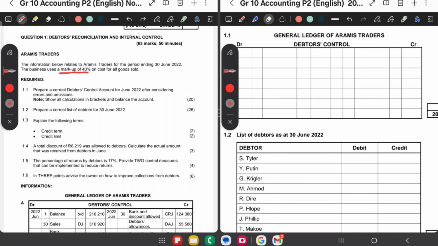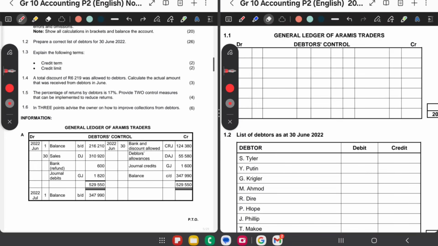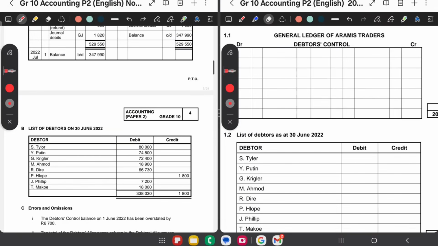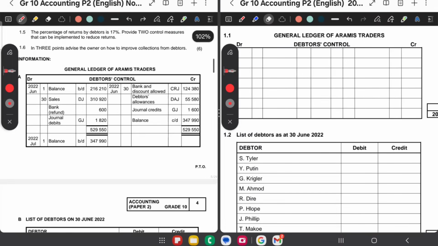And then 1.2 says prepare the correct debtors list for June 2022. So I'm going to do these two questions together. They work together, the debtors control account and the debtors list. Here, they actually give you a debtors control account and they also give you a debtors list. So I'm going to use this debtors control account to fill in the debtors control account on our answer sheet. So it's given, this is very nice.